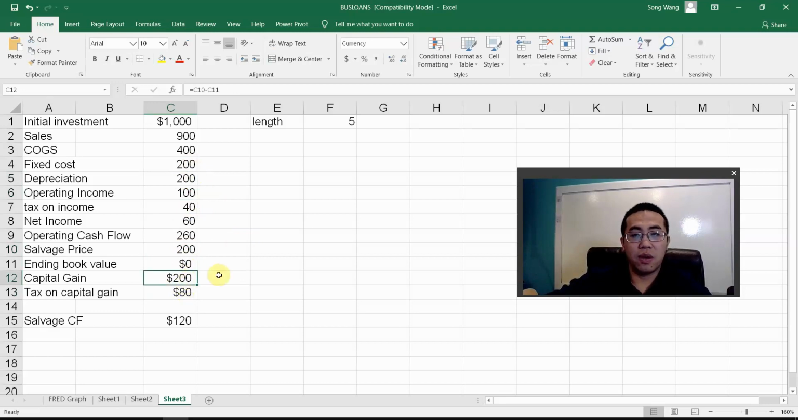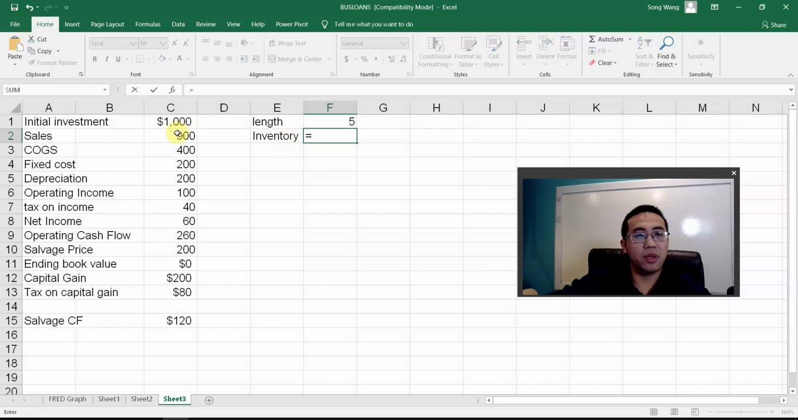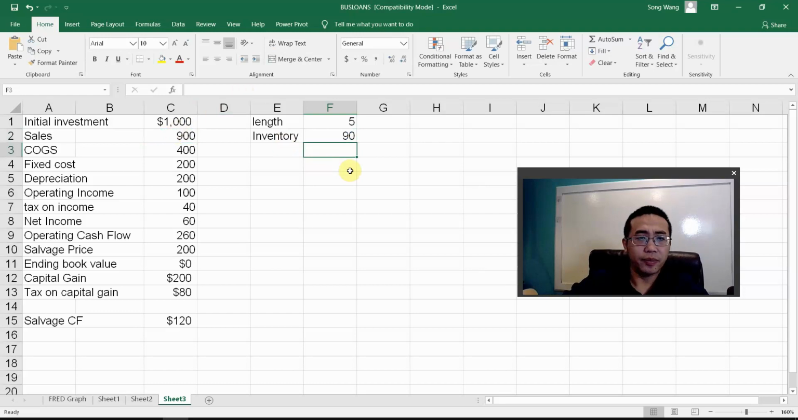So I need to pay tax on that capital gain. Besides receiving this $200 from the salvage price, I also pay $80 for the tax on capital gain. So my salvage cash flow would be 120. And for the change in net working capital, it is usually based on the sales. Let's say I need to maintain an inventory, which is 10% of the sales. So that's $90 I need to put on my inventory.